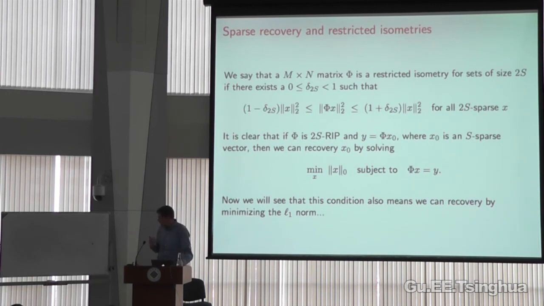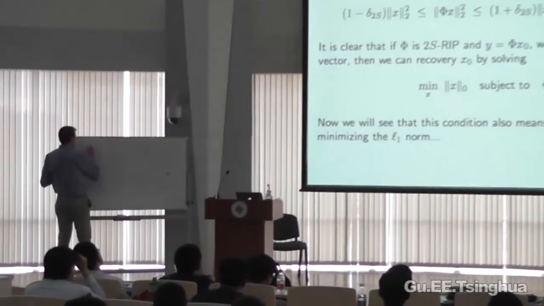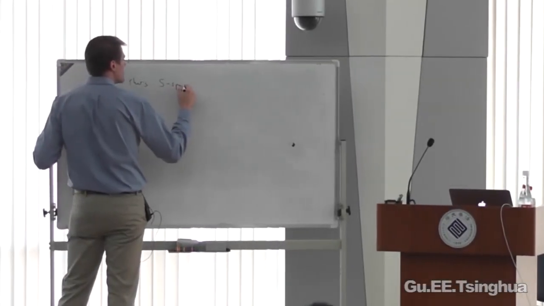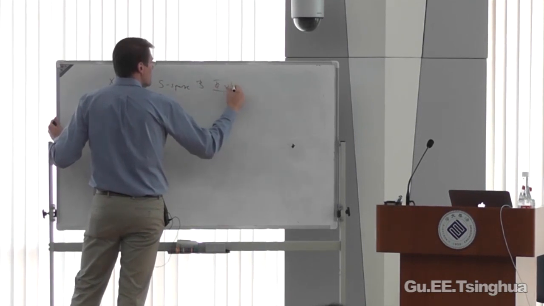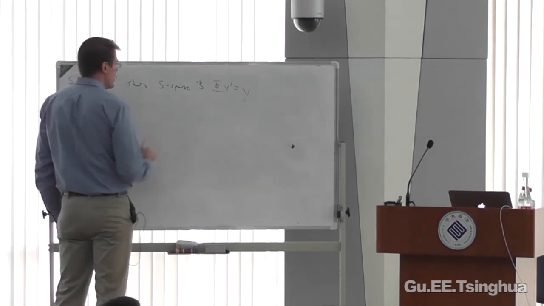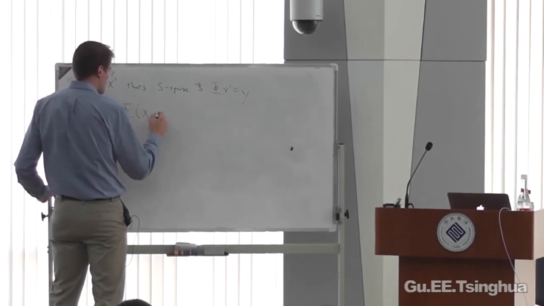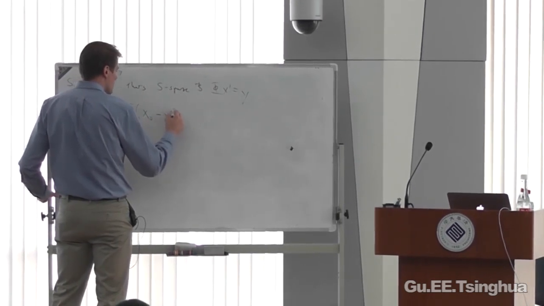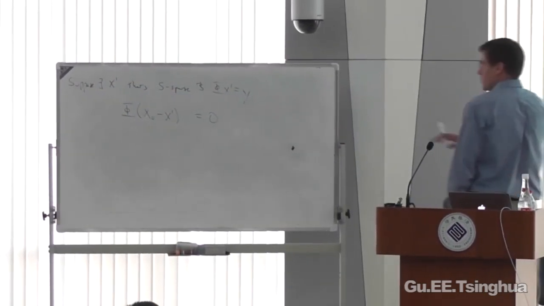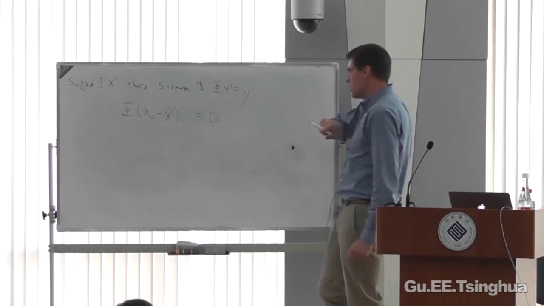And how do you make an argument like this? Well, you say suppose not. Suppose that there's an x prime that's S-sparse and phi x prime equals y. Then what does that mean? Basically it means that phi times (x naught minus x prime) equals 0, since phi x naught equals y, and phi x prime equals y, by supposition.